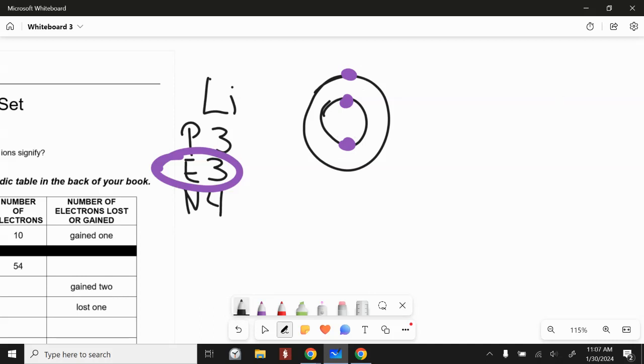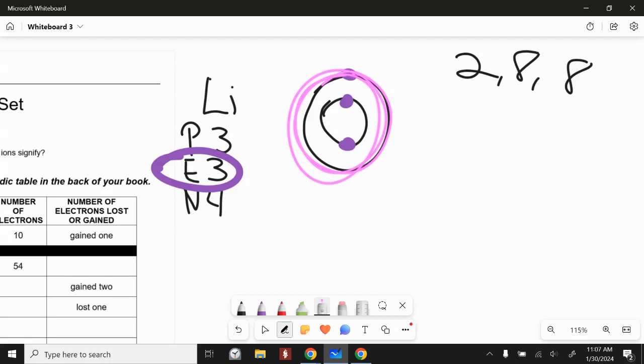But if you remember our octet rule of 2, 8, and 8, we know that this particular orbital is not happy, it's not full, because it only has 1 right here in this orbital. So what we need to look at is this. Now, atoms are very lazy. They are going to do the least amount of work as possible. So this first orbital is happy and it's full.